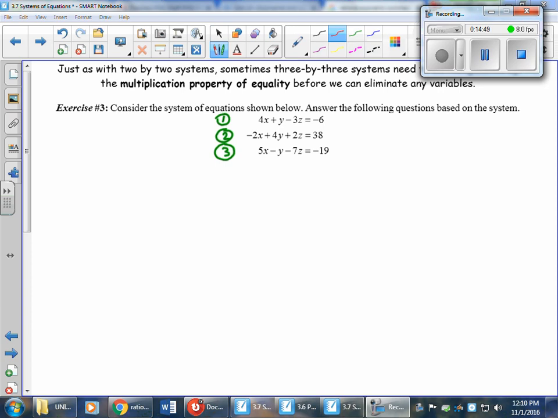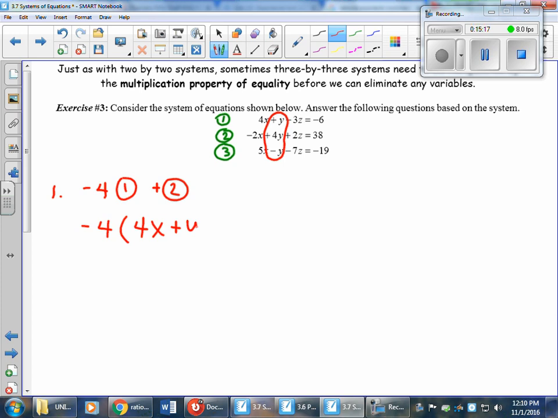So the first thing I'm going to do, number 1, is I'm going to add. Now if I add 1 and 2, what do I need to have? So these are my y's here. In order to get rid of the y's, I have to multiply number 1 by negative 4. So I'm going to multiply 1 by negative 4, and then I'm going to add it to number 2. So you might want to take the time to do this. Let's write down negative 4 times 1. The first one is 4x plus y. Now I can't tell if that's a plus or a minus. Minus 3z is equal to negative 6.